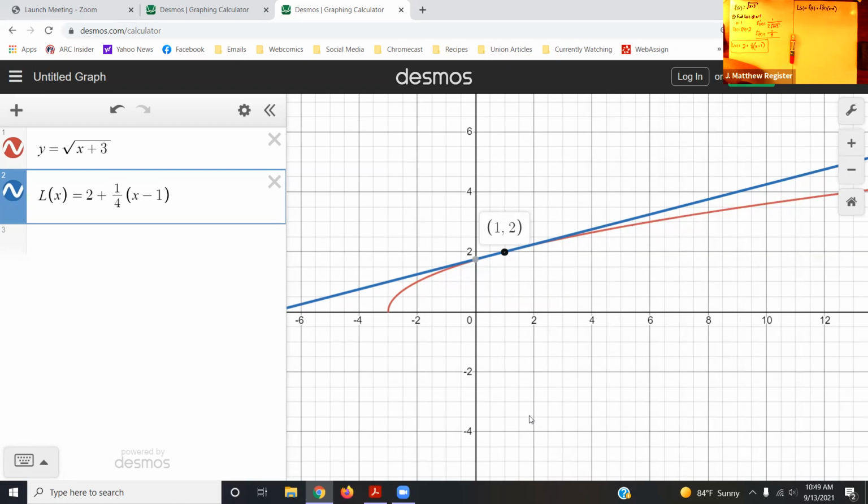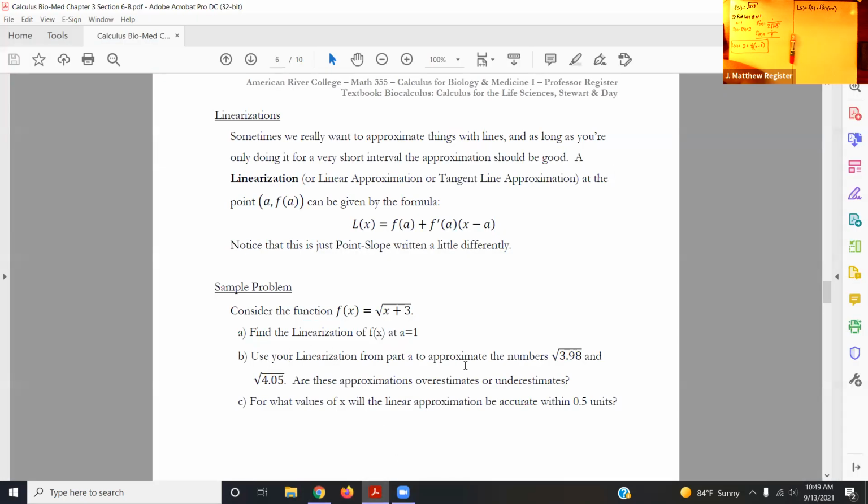So now the question becomes, why do we care about linearizations? And here's the big reason why we care about linearizations. Sometimes the function we're given is not nice. And if we're given an equation which is not nice, maybe it would be easier to figure things out based on the linearization. And that's what the next thing asks.